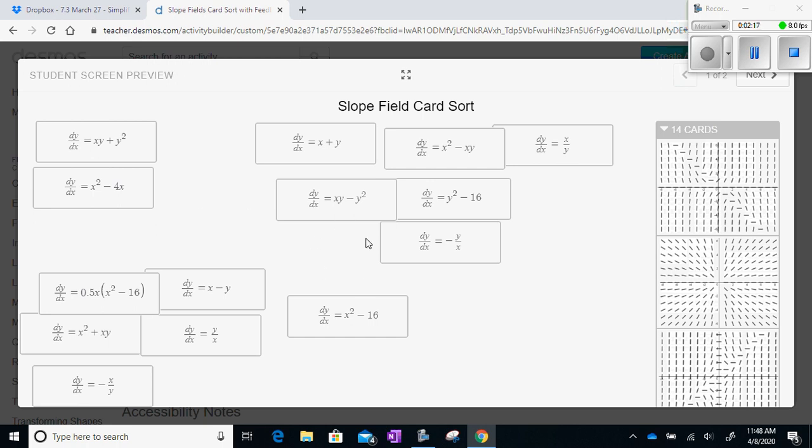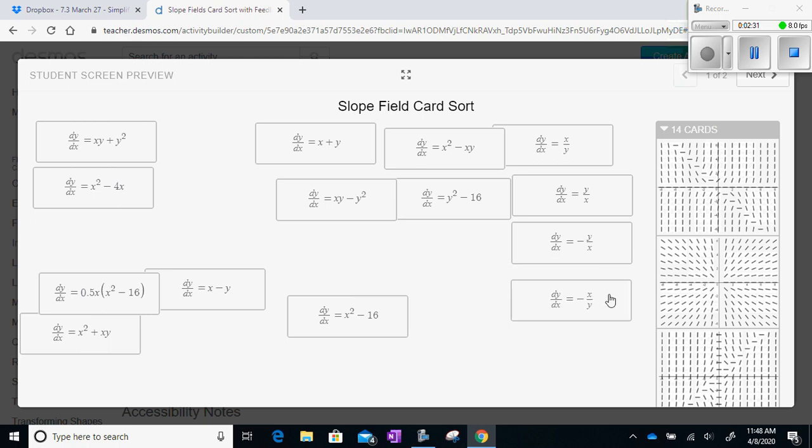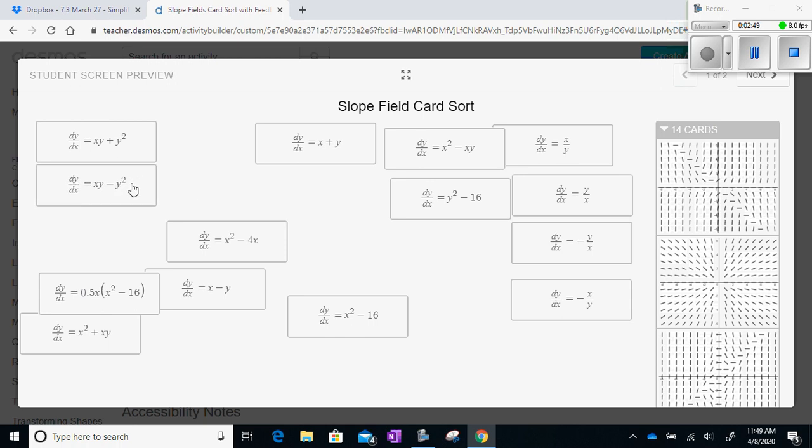I'm going to organize these together just a little bit because it seems like some of them look alike. I see this fraction over here with x over y, and then I see another fraction with y over x. I'm going to put those together. Here's negative y over x. Here's negative x over y. So I think these four have something in common with their ratios. Let's see if we can find anything else that looks alike. I'll pull this one away a little bit. I have xy plus y squared, and over here I see xy minus y squared. I think those are kind of alike.